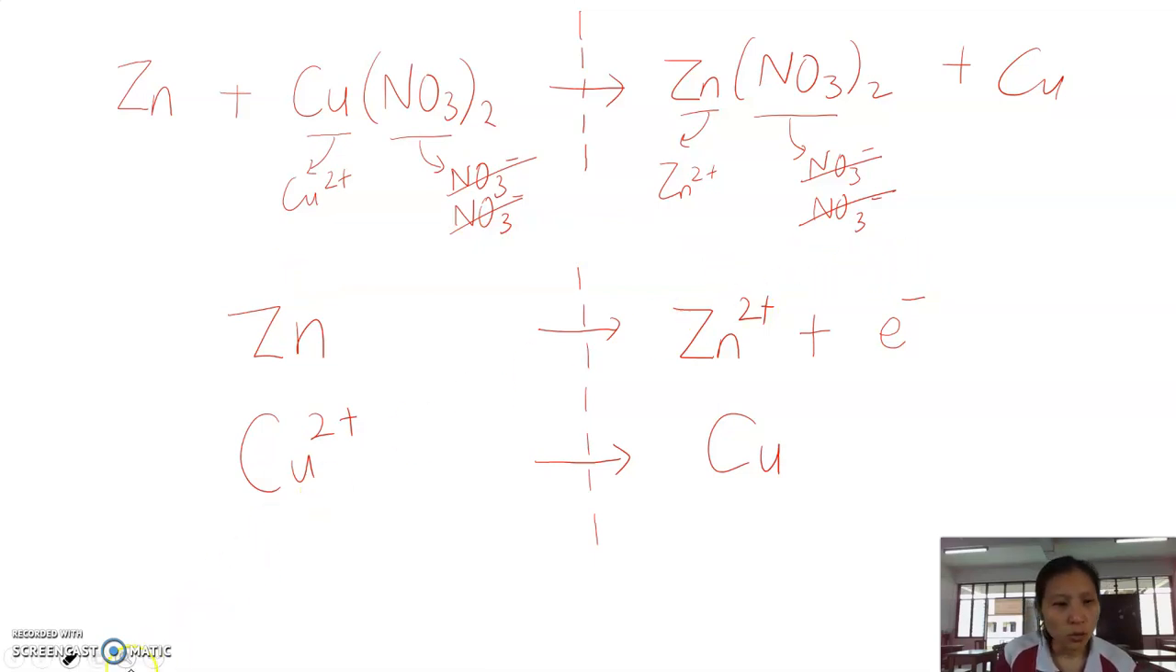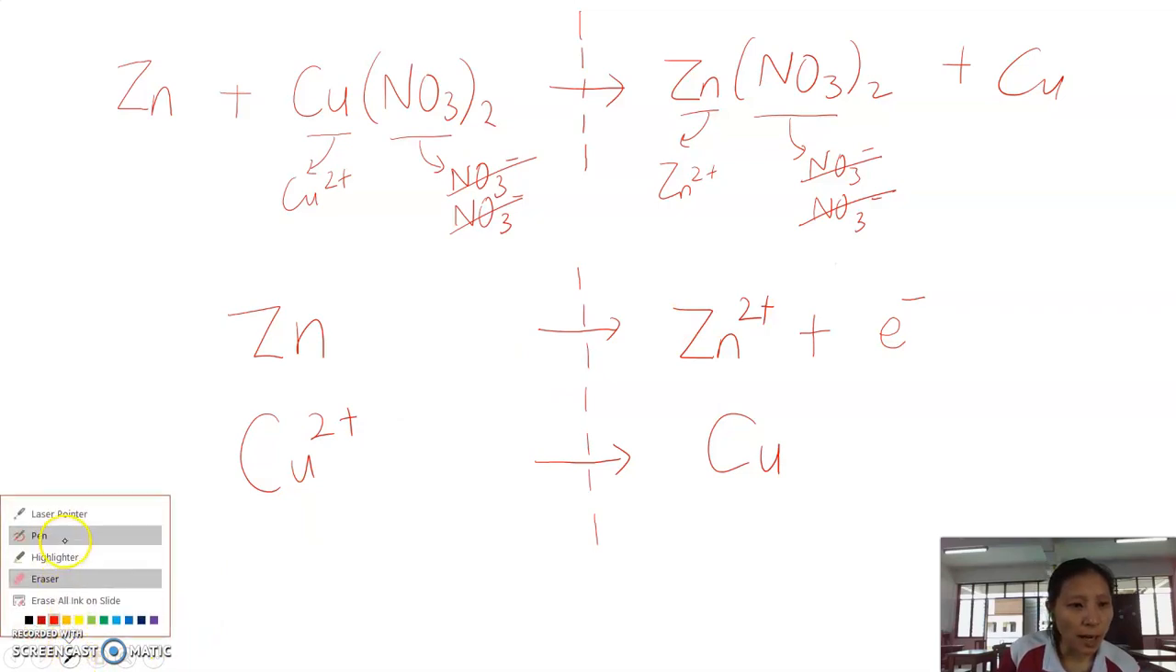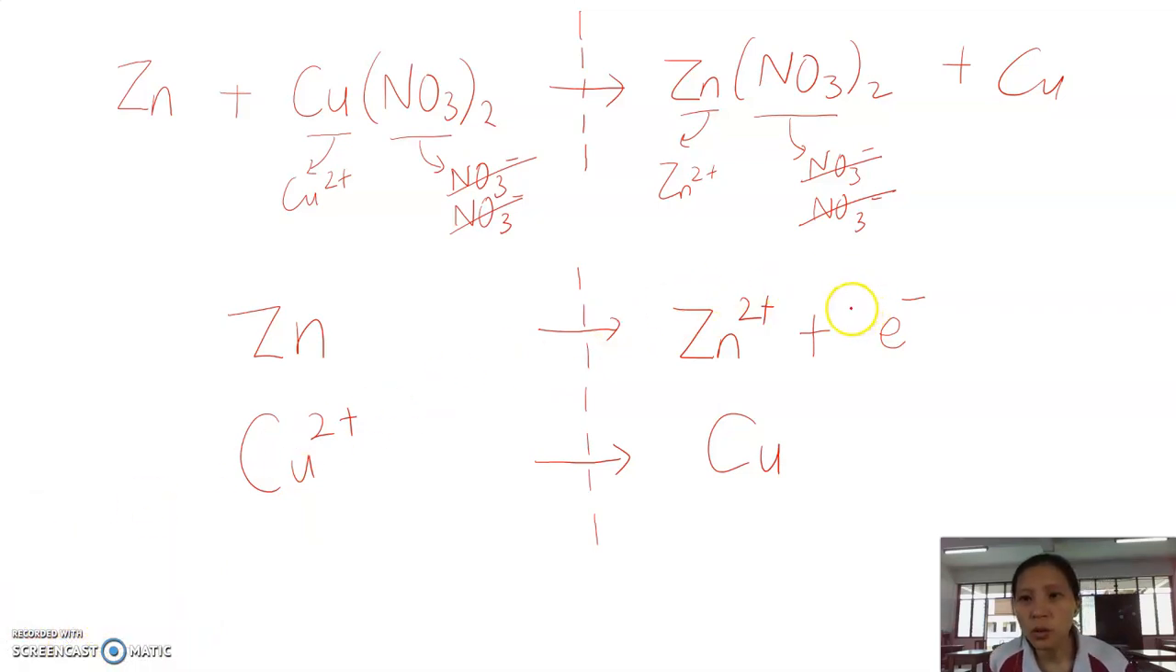If you have done this many times, you will know I must put 2 negative, because 2 positive and 2 negative is equal to 0. Right? So 0 is equal to zero charge. Then I know it's correct. So this is the first half equation.